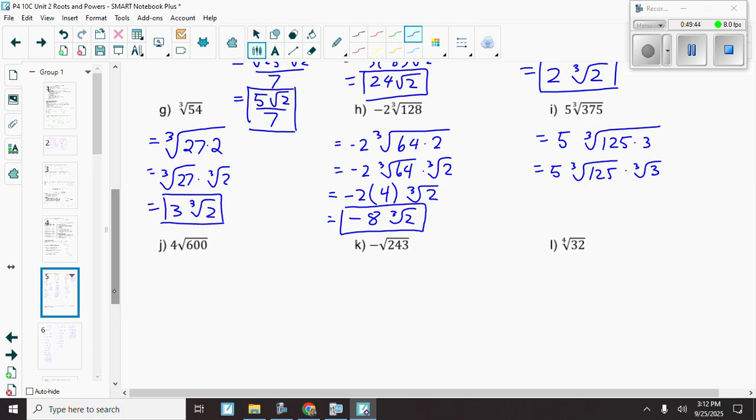Do not be fooled that if the index matches the inside, they have anything to do with each other. The cubed root of 3 does not magically become 1, or add, or multiply. It just is the cubed root of 3. You can't simplify it any more than that. So this is the coefficient. I'm going to take the cubed root of 125, which is 5. So I end up with 25 and the cubed root of 3.